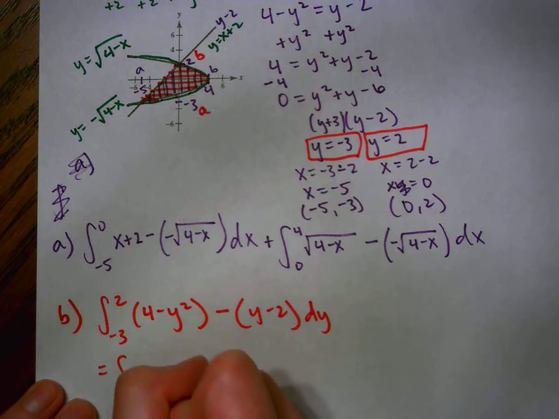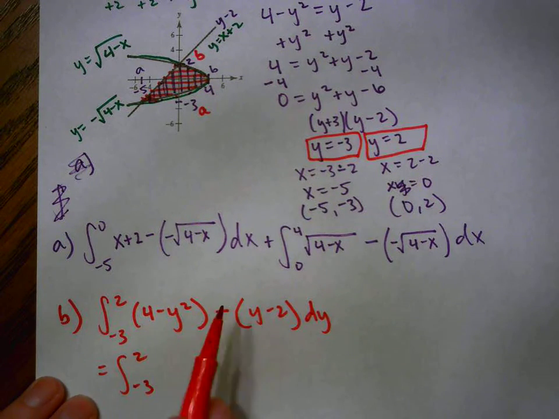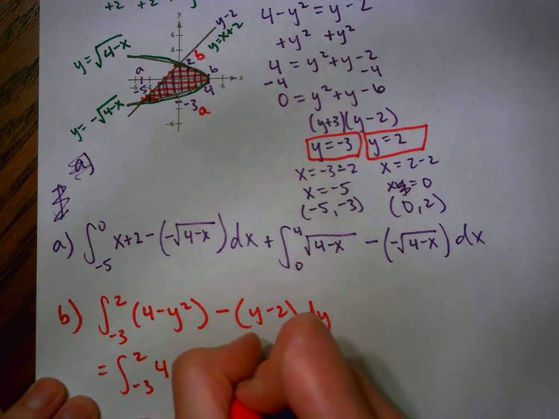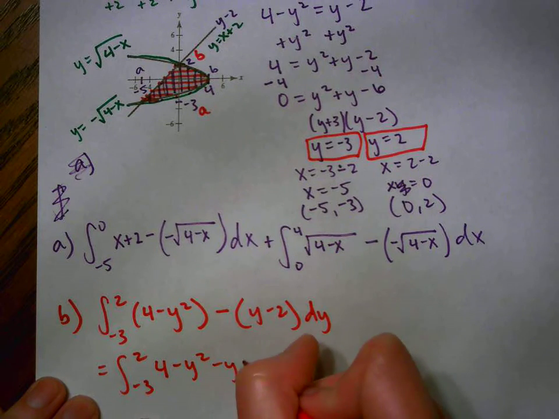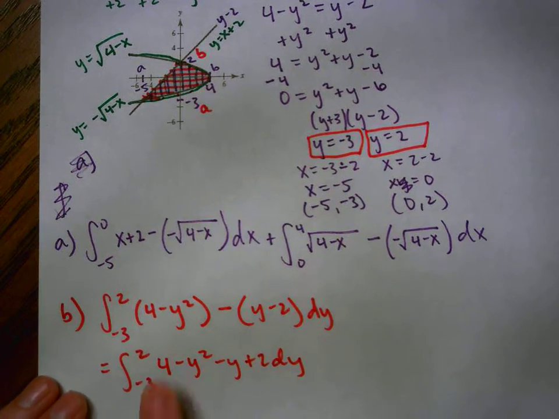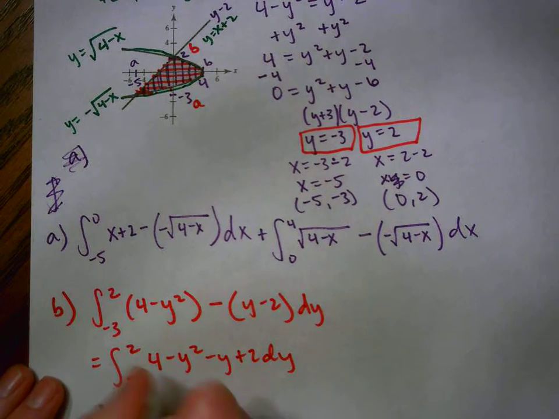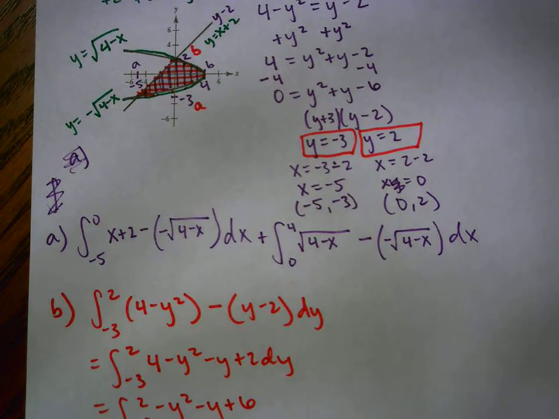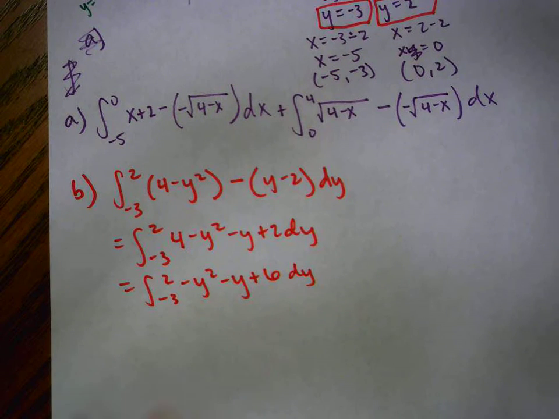So to clean this up to integrate, I would distribute this negative sign, right? So I don't really need the parentheses on this first part. Then that becomes minus y plus 2, and then I would combine my 4 and my 2. So that's negative y squared minus y plus 6. And then you could integrate that on your own. So pause the video here. See if you can integrate that and do f of b minus f of a. Pause it before I say the answer.